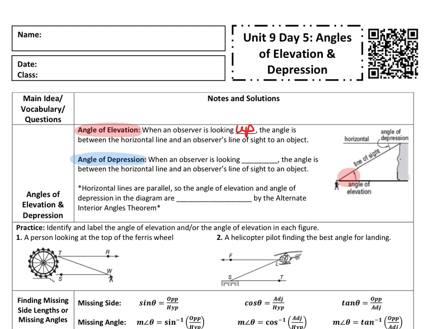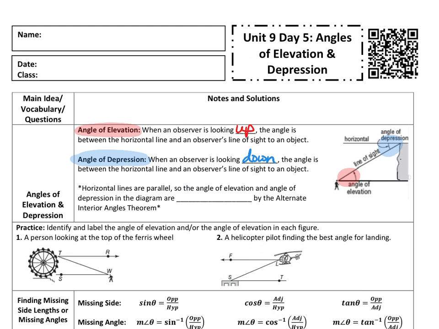When you think about depression, sometimes you think about sadness, which is looking down. So it's when an observer is looking down and the angle is between the horizontal line and the observer's line of sight down to an object. So if we look at this image here, if we were standing on top of this cliff, this would be our angle of depression. So now your job is to not only understand the word problem, but to also put the angle where they're supposed to be.